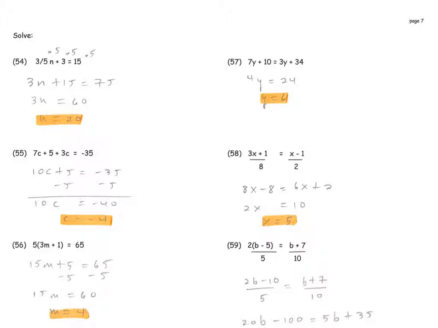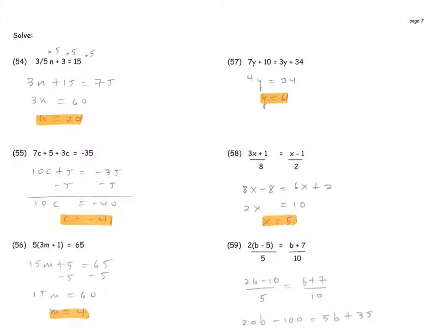Over here, I had to move the minus 3y to this side because I like variables on the left. So I got 4y over here. Then I did take away 10 and take away 10 so that the 24 was over here.